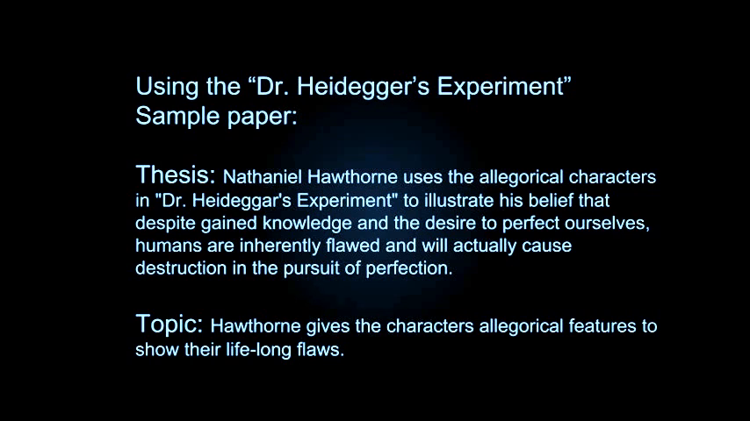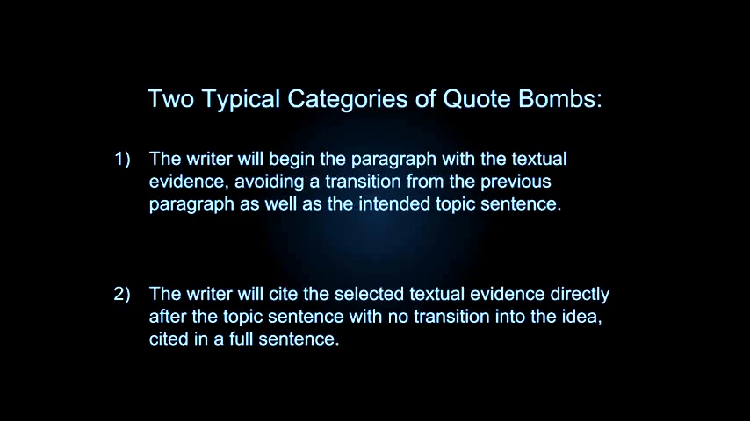In order to show you how to avoid quote bombs, first I must explain and show examples of the two most common forms of quote bombs. In the first type, the writer will begin the paragraph with the textual evidence, avoiding a transition from the previous paragraph as well as the intended topic sentence. In the second type, the writer will cite the selected textual evidence directly after the topic sentence with no transition into the idea, cited usually in a full sentence. In each example to come, the thesis will be there to end the first paragraph of the essay, and then we will move into the first topic/body paragraph.